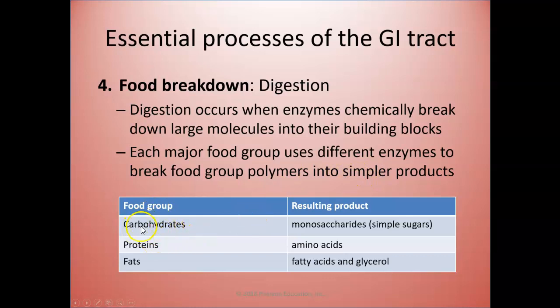For example, we can see carbohydrates like sugars and starches break down into what we call monosaccharides. Those are simple sugars. Proteins, which would be meat and beans, eggs, things like that, have a lot of protein. They break down into amino acids. And then fats are going to break down. Fats would be like oils and butter, things like that. They're going to break down into fatty acids and glycerol.